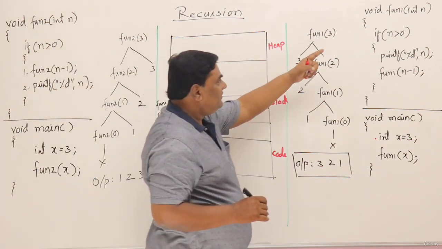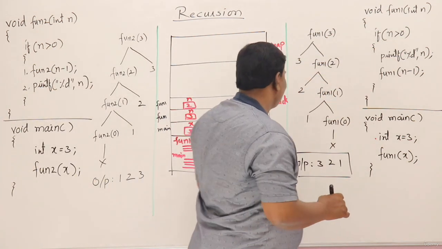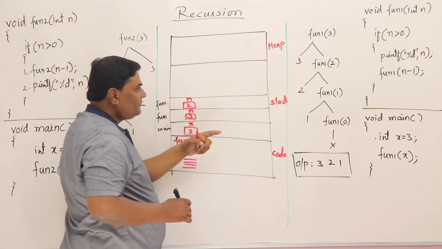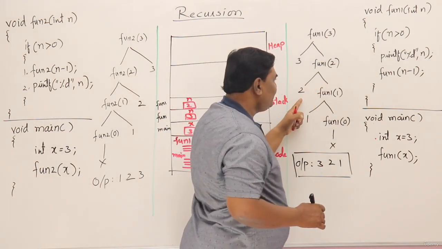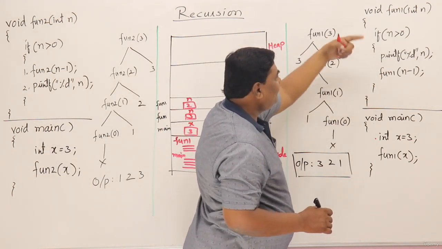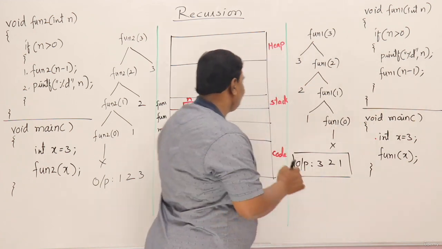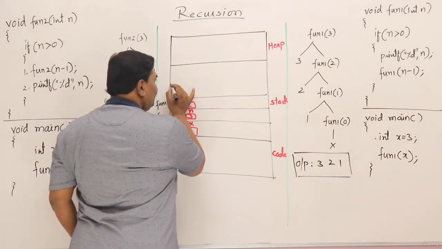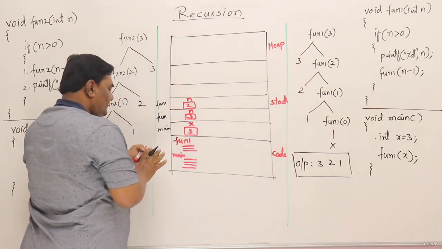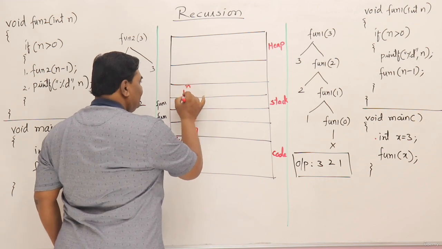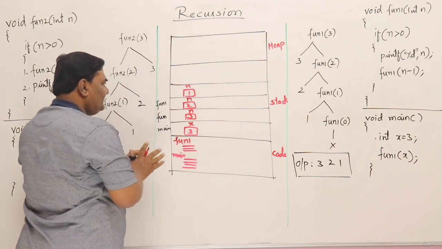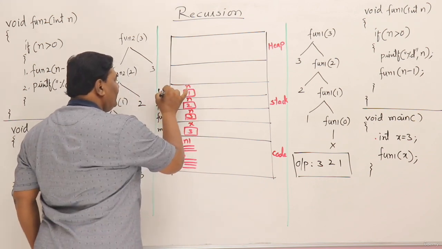Now in that second call, again it checks if n is greater than 0. Yes, 2 is greater than 0. So printf, so 2 is printed. The next line, call again with n minus 1. So right now n is 2. So again a new call, again an activation record is created, and variable n is created with value 1. And this is again a call for fun1.